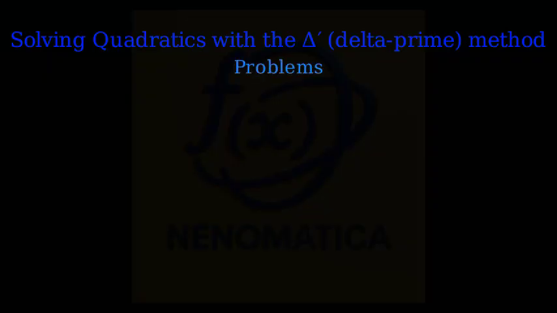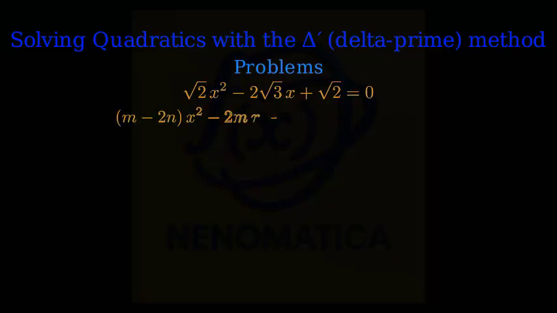In this lesson, we will solve two quadratic equations step by step using the delta prime method. We will carefully follow the exact structure, compute delta prime, decide the number of real roots, and apply the quadratic formula with delta prime. Here are the two problems we will solve. First, square root 2 x squared minus 2 square root 3 x plus square root 2 equals 0. Second, (m minus 2n) times x squared minus 2m x plus m plus 2n equals 0, with n greater than 0.